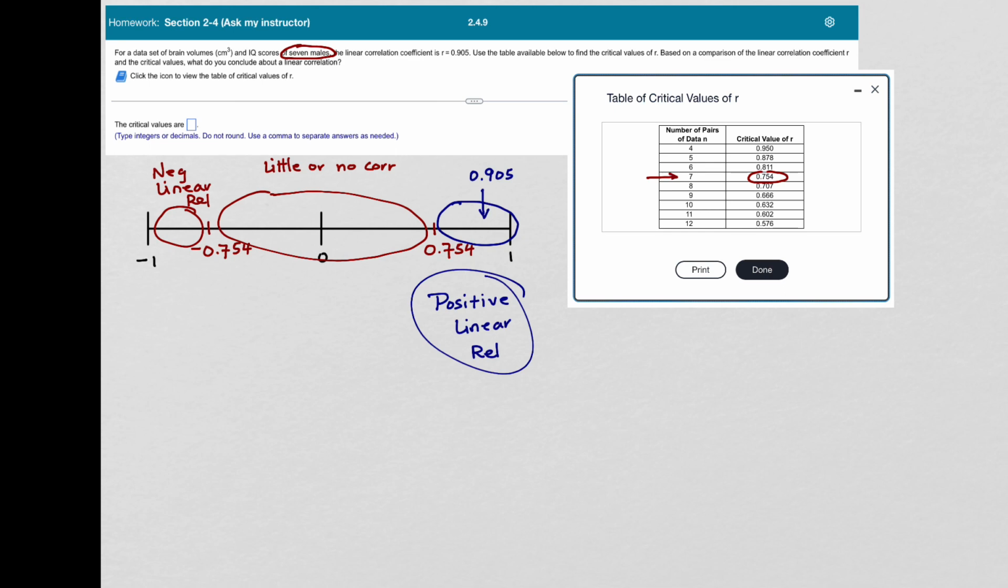So our critical values were plus and minus 0.754, and then we would say that there was a positive linear relationship. So that's how you do that problem.